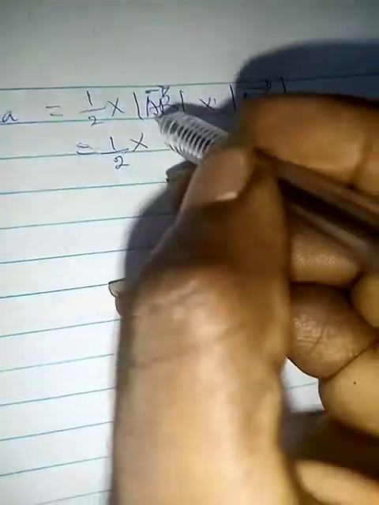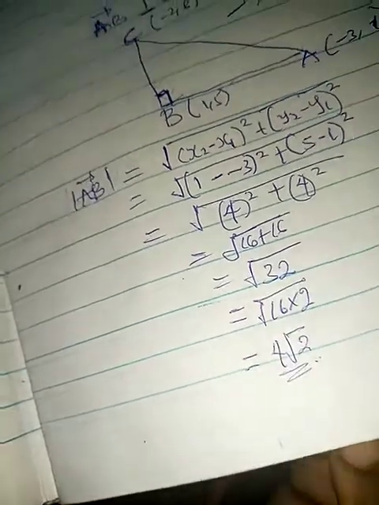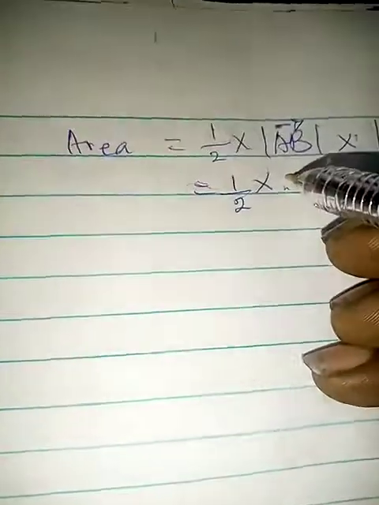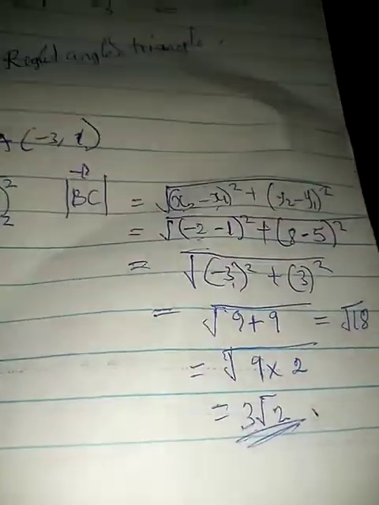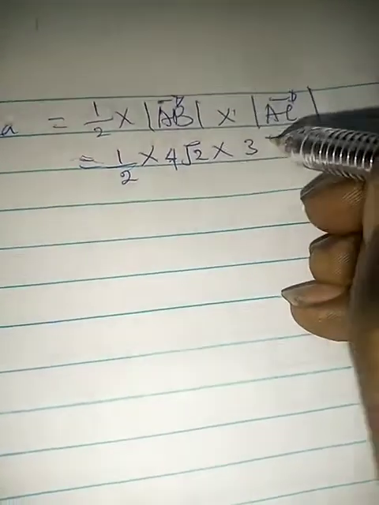Sorry, I'll have to turn to the other page. So substitute those values. Remember, area of triangle is half times absolute value of length AB, then times absolute value of length AC. So that will give us 1 over 2 times what is length AB? You can see length AB is 4 root 2. 4 root 2 is length AB. 4 root 2 times what of length AC? You can see it's 3 root 2 times 3 root 2.